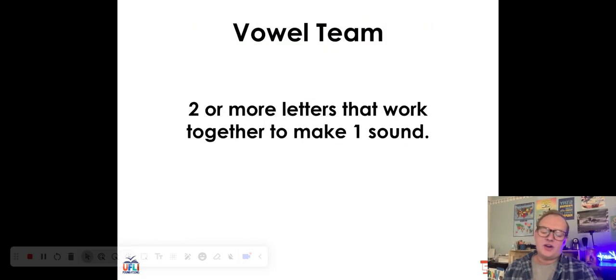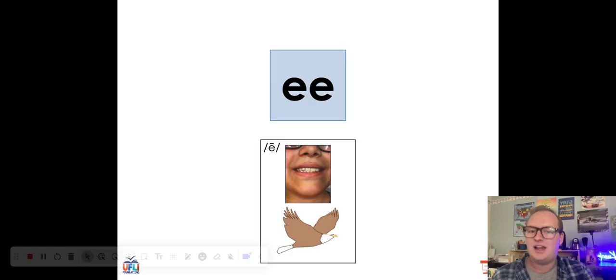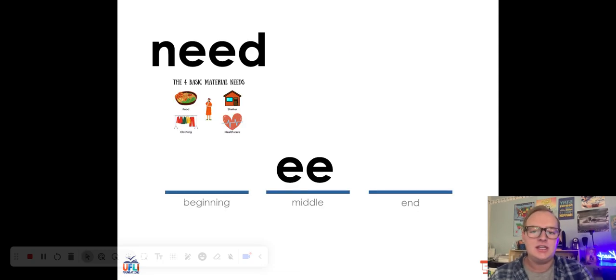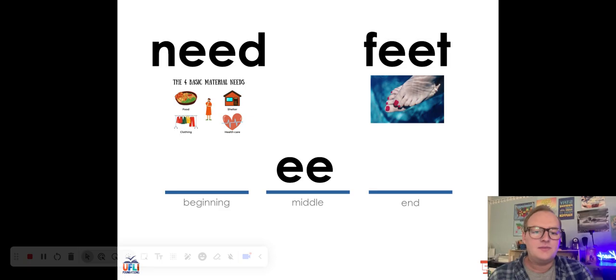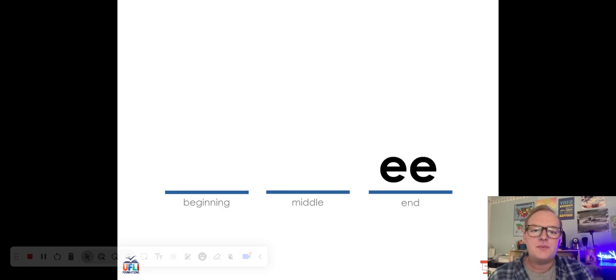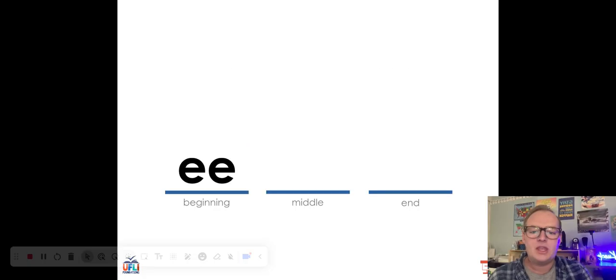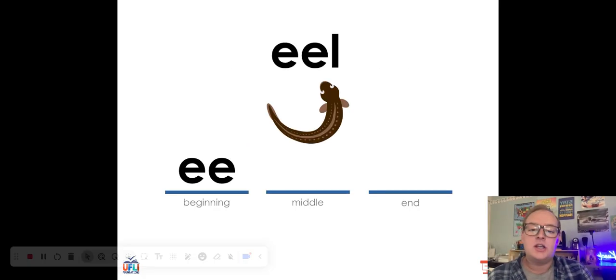Okay, so remember a vowel team is 2 or more letters that work together to make one sound. The vowel teams that we discussed with day 1 was EE. EE spells E in the middle of a word, like in the word need, or in the word feet. EE can also come at the end of a word, like in the word see, or in the word tree. EE can also come at the beginning, like in the word eel.